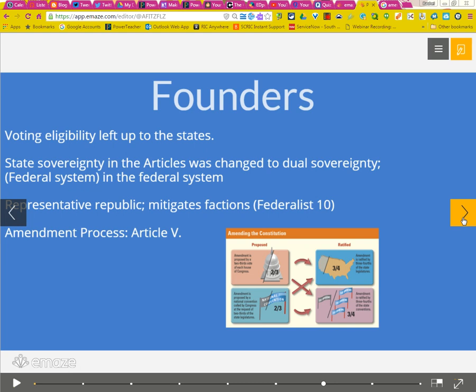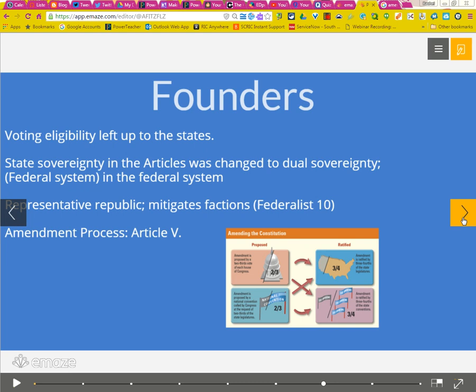State sovereignty in the Articles: the fact that we had a confederal system under the Articles did not work, so we changed to that dual sovereignty of the federal system that we have now, although obviously with the national government remaining the supreme force in that relationship.